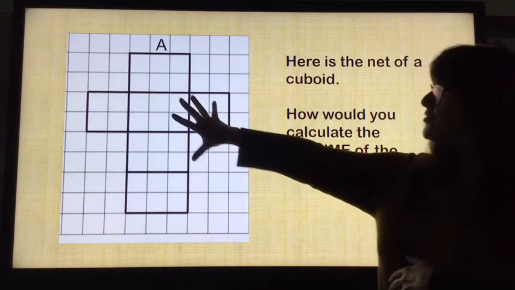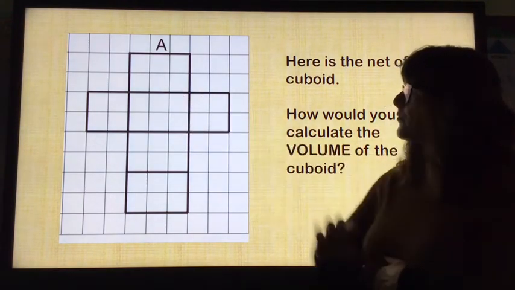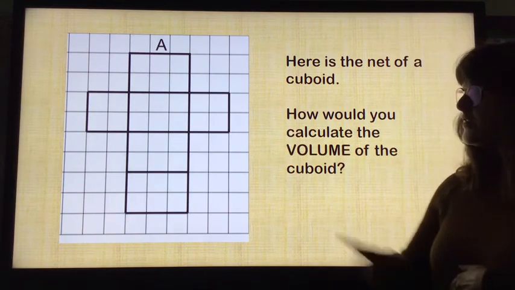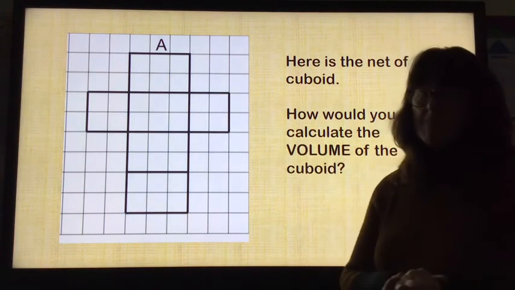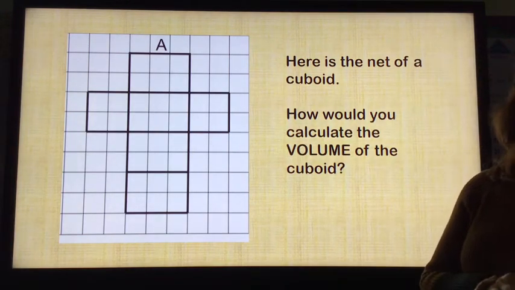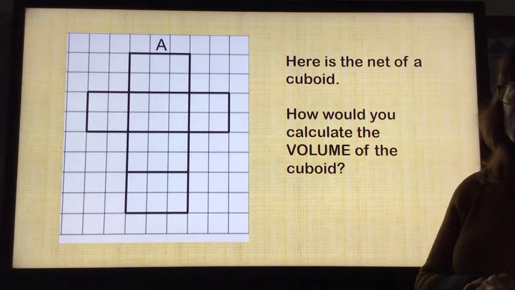How could you use that net to work out the volume of that cuboid if you cut it out and made it back into the cuboid shape? Stop the video and have a think. Is there a way of working it out?